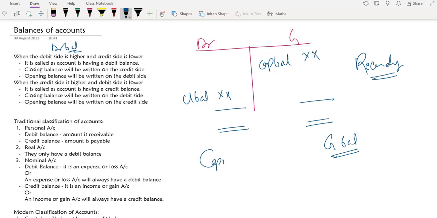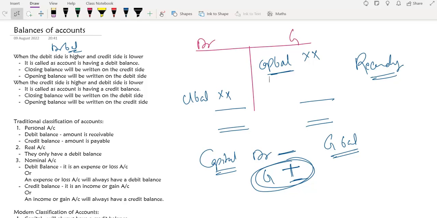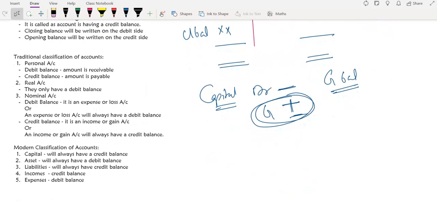What is the nature of a capital account? Let's see the modern classification. For a decrease we have to debit, for an increase we have to credit. So obviously, if the capital account is getting credited for increases, the capital account naturally should have a credit balance. Therefore, on the capital account, the question will give you just the balance, and you have to decide that on the credit side we have to write the opening balance, because that is the nature of the account.